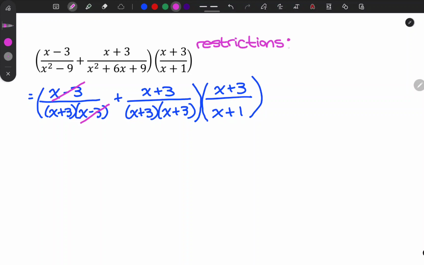Restrictions, including the one I just canceled out. So x cannot be equal to plus or minus 3. We get both of those. Anything else in the denominator, it cannot be negative 1.